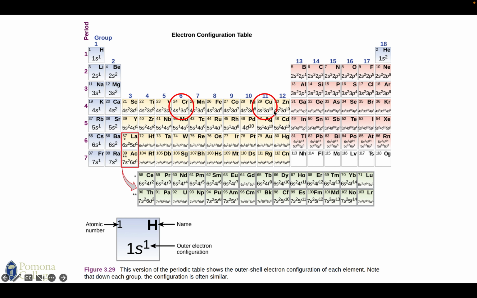And we see the same with copper. Nickel is 4s2, 3d8. We would expect copper to be 4s2, 3d9. But one of those electrons jumps to the d orbital because we get a full d orbital. Okay, and we say that's more stable, but we don't need to worry about that.